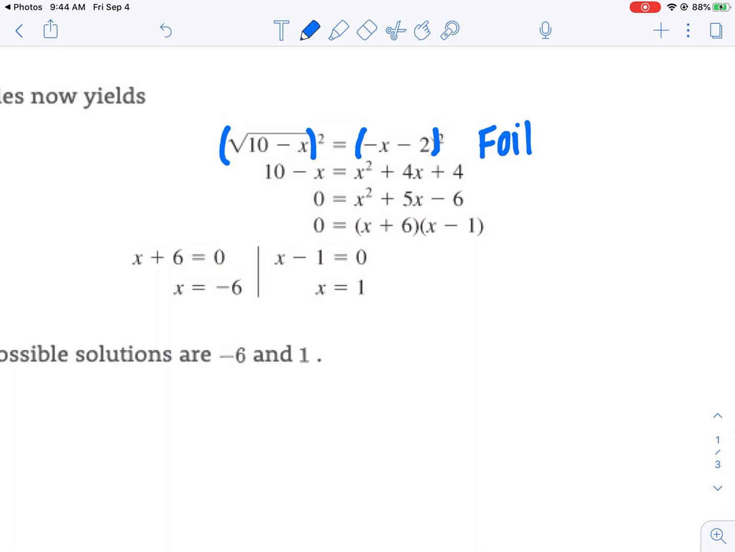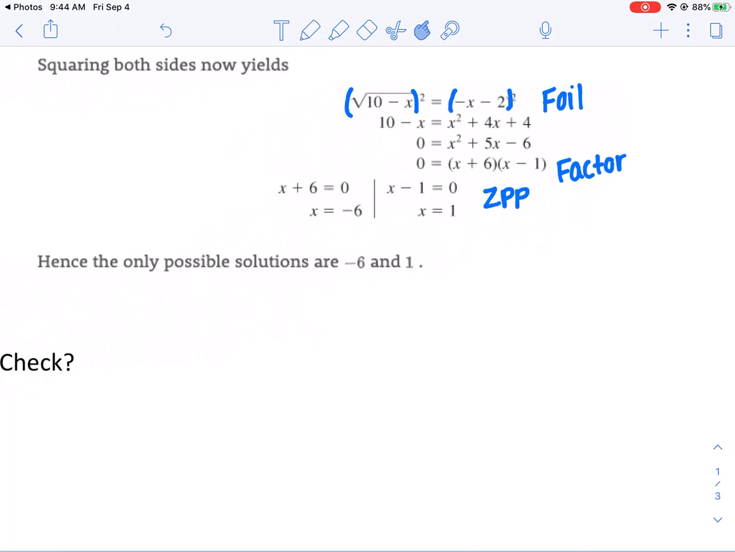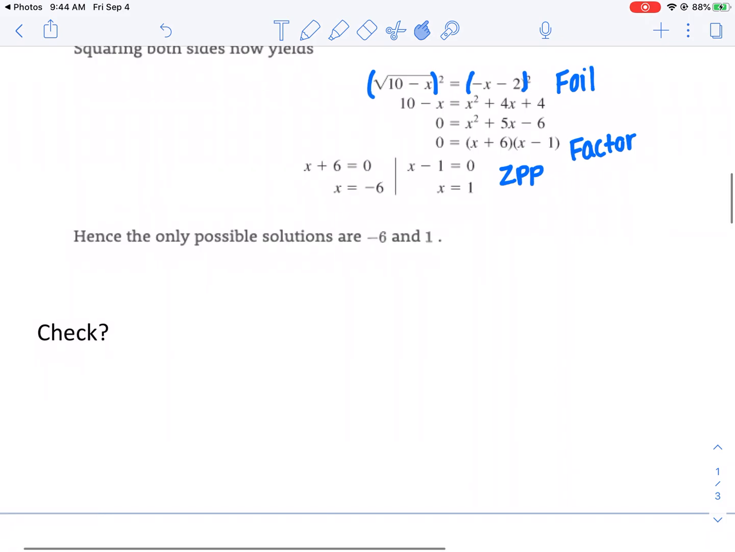Make it equal 0. Factor. And then these steps is the zero product property, or ZPP. You squared both sides, so you're going to check your answers. So I left a little check here for us to do that.